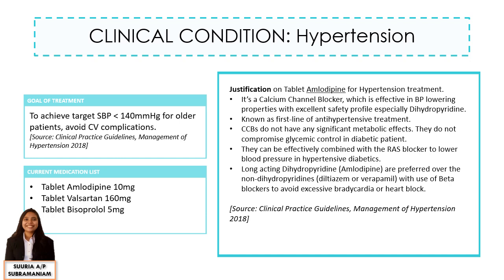And they can be effectively combined with any RAS blockers to lower the blood pressure in hypertensive patient, together with having diabetes as well. And long-acting dihydropyridine such as amlodipine are preferred over the non-dihydropyridine, with the use of beta blockers to avoid the excessive bradycardia or heart block.